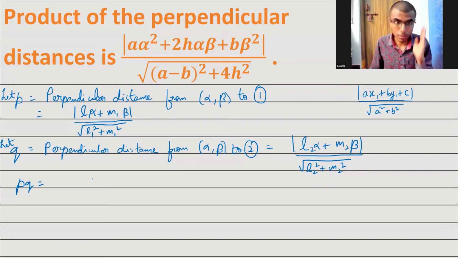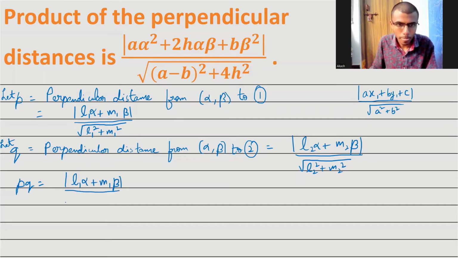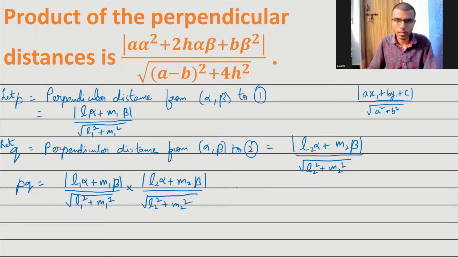This is the most important part. Okay, stay with me, stay alert, stay focused. This is the most important part. Okay, now PQ is nothing but mod L1 alpha plus M1 beta divided by root of L1 square plus M1 square into Q, this one, mod L2 alpha plus M2 beta divided by root of L2 square plus M2 square.